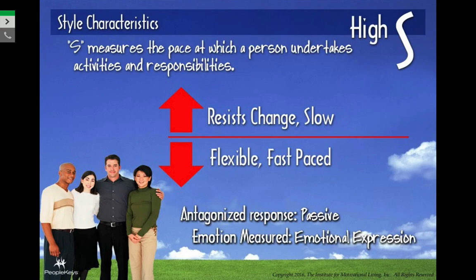So what the S measures in this graph, in the DISC assessment, is the pace at which a person undertakes activities and responsibilities. The higher the S, the more that person's going to resist change and be slow-paced. The lower the S, the more that person's going to be flexible and fast-paced. They're going to be okay with change.